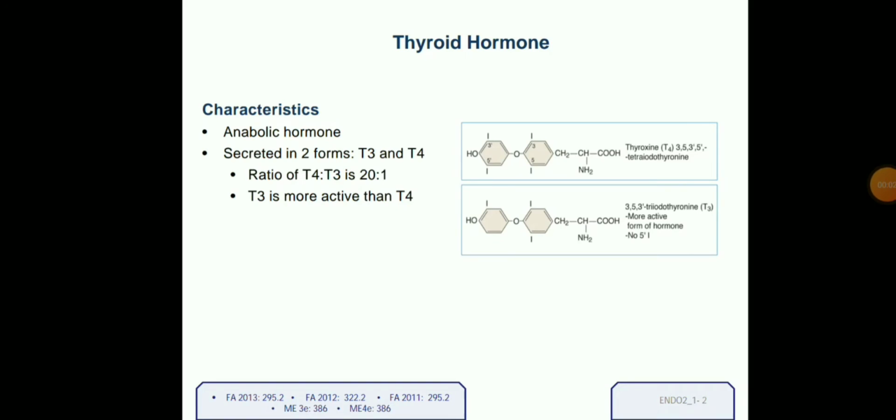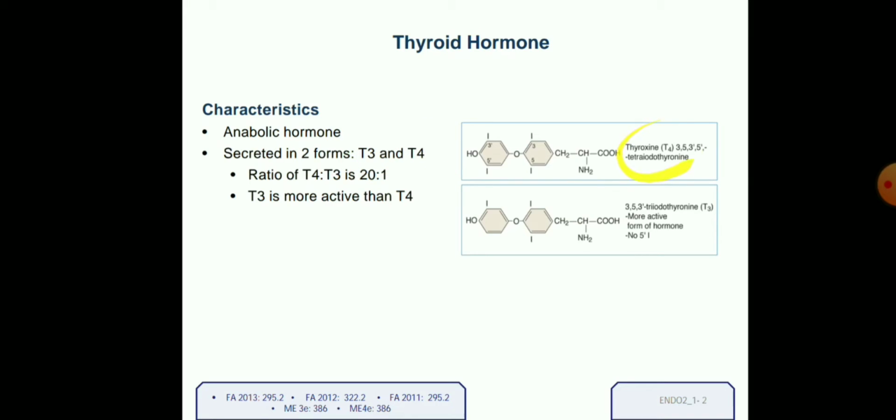Today we'll be talking about thyroid hormone, all the things that you need to know about thyroid hormone. So let's start with the characteristics. Thyroid hormone is an anabolic hormone, and it is secreted in two forms, that is T3 and T4.